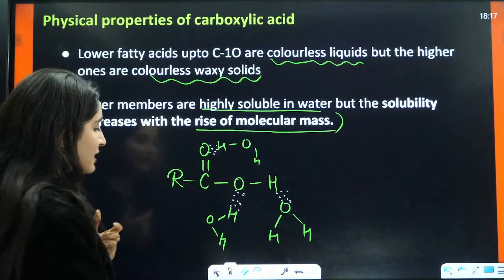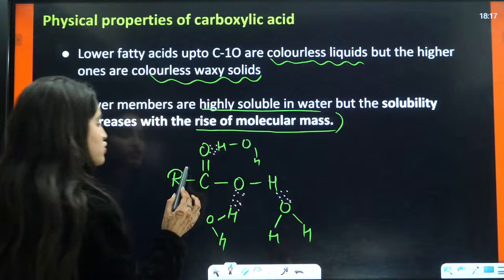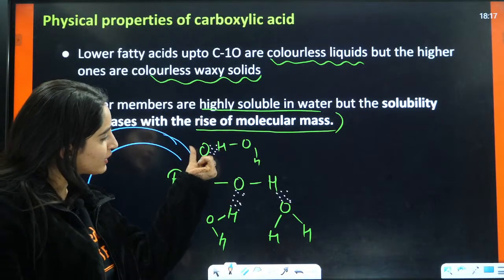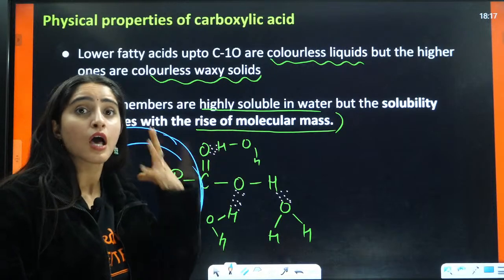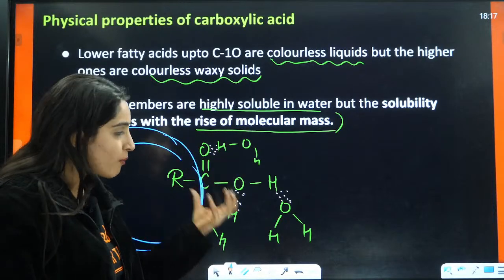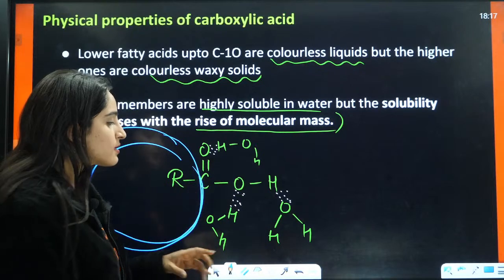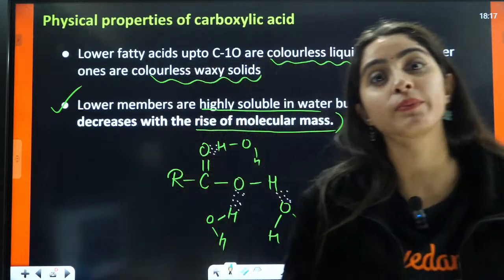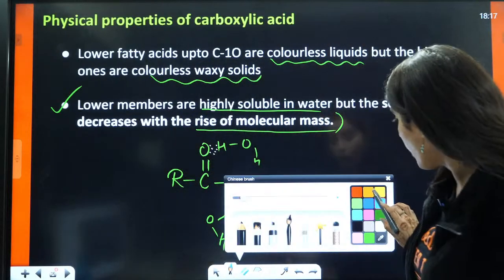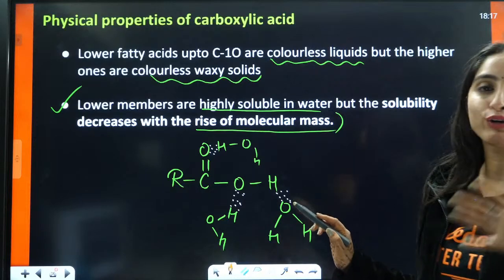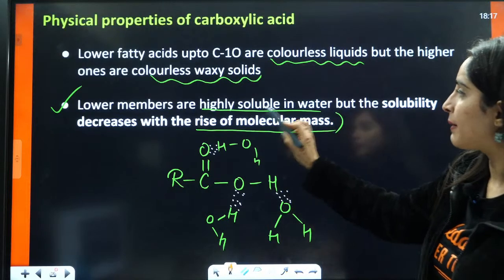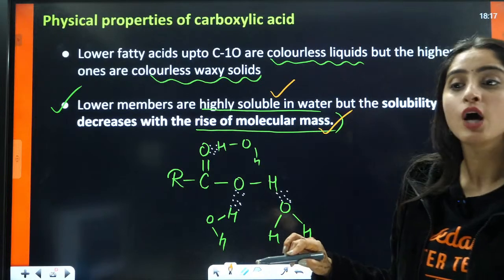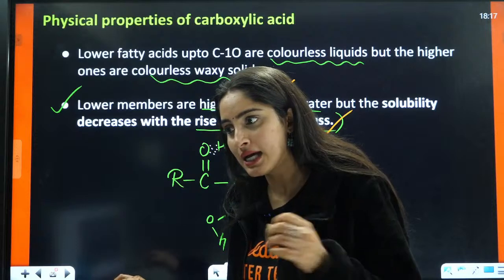But when you increase the alkyl chain, for example, if this chain is really large, then it will be very difficult for the water molecules to form a hydrogen bond. That is the reason: the greater the molecular mass and the longer the alkyl chain, the lesser the solubility. Lower members are highly soluble in water, but the solubility decreases with increase in molecular mass.